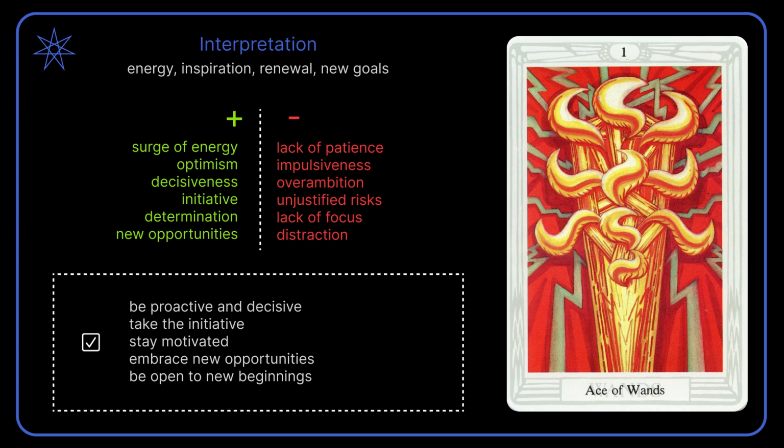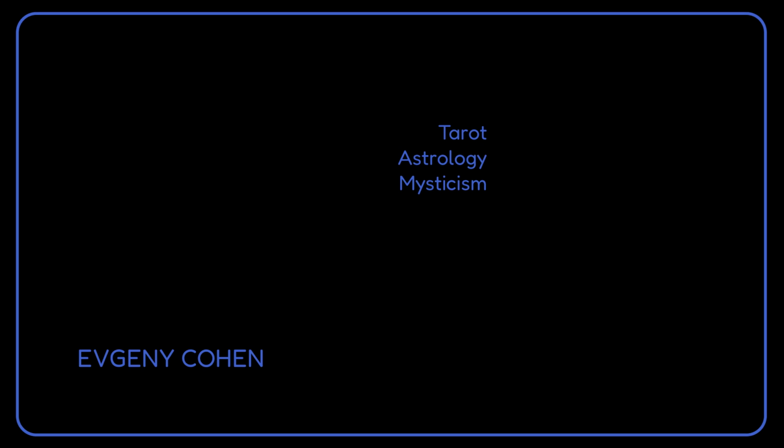When we seek guidance and ask the cards for advice, the Ace of Wands suggests that we should awaken our energy, be proactive, decisive, stay motivated, and take the initiative. Don't wait for things to happen, embrace new opportunities and be open to new beginnings. While it's super important to act on our inspirations, with the Ace of Wands we should also always be mindful of impulsiveness.